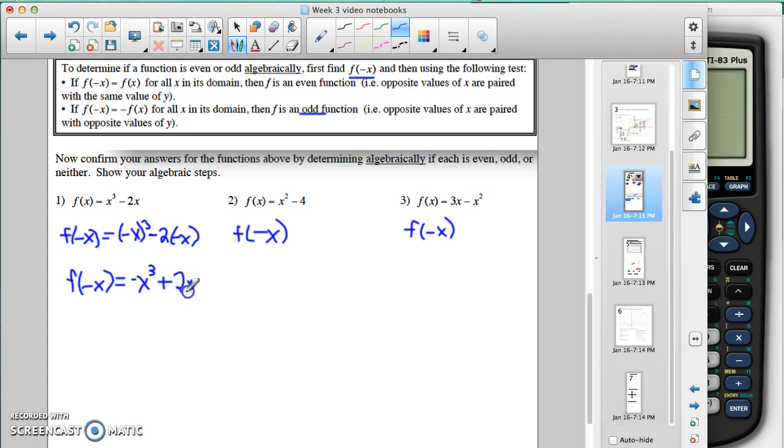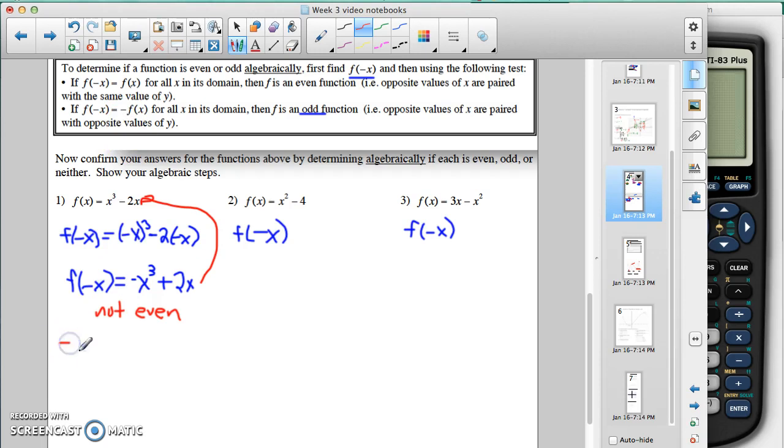So we're going to look at this graph and see if that's the same as, and in this case it's not the exact same, so we would want to look at how it compares to this function right here. Is it the same as that function? It's not even, because it's not the same. All right, now we're going to check for odd. To be odd, it has to be the opposite.